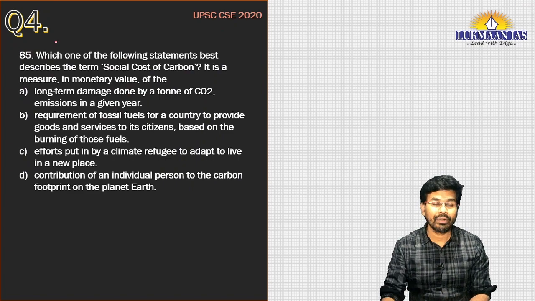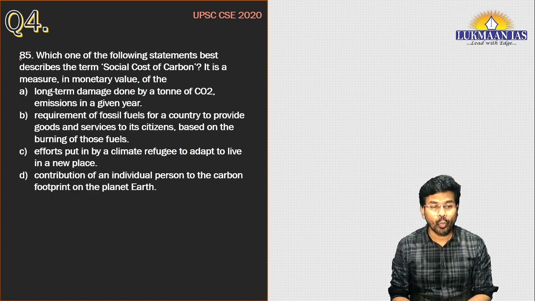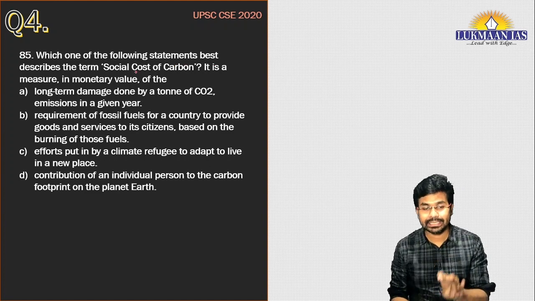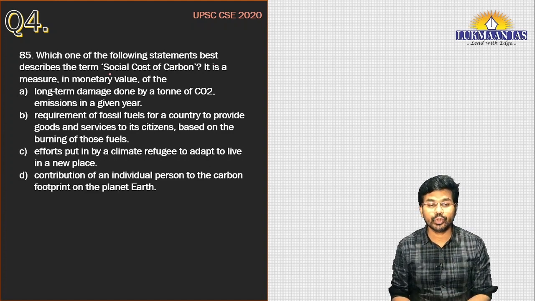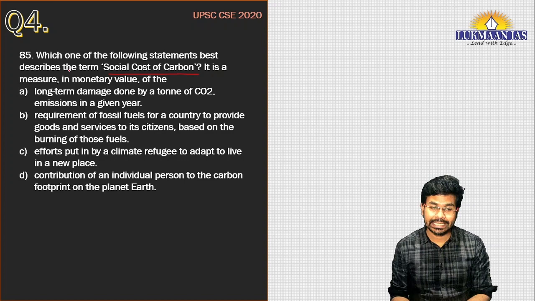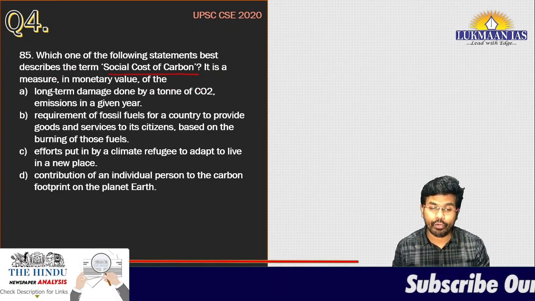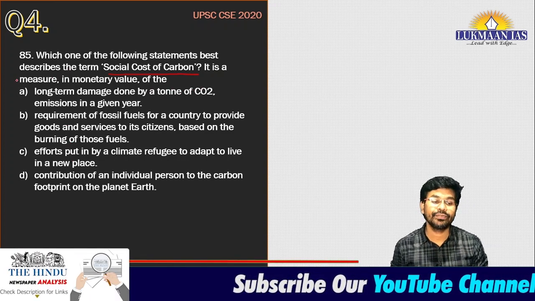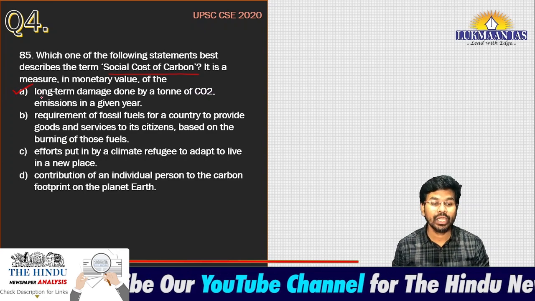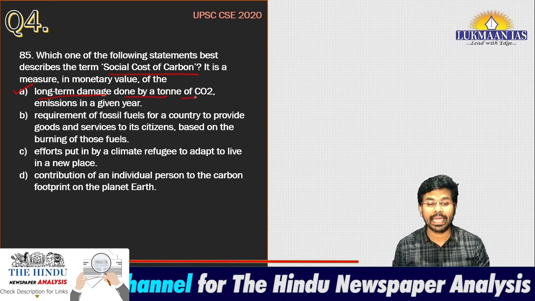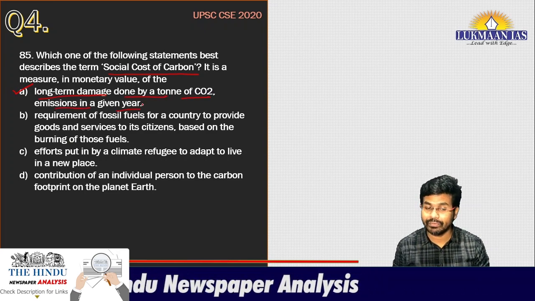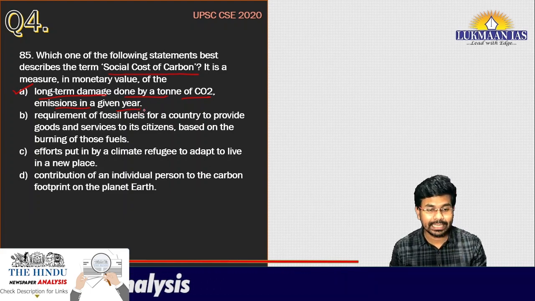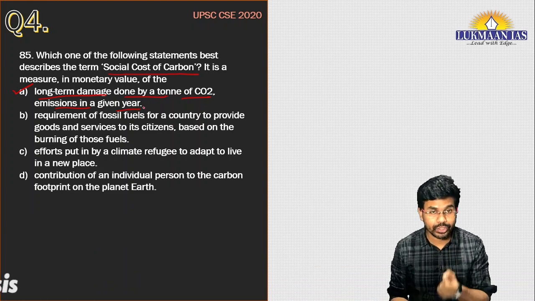Now let us take the next question. This question says, which one of the following statements best describes the term social cost of carbon? It is a measure in monetary value of the long-term damage done by a ton of CO2 emission in a given year. So the correct answer for this question is option A. Let us understand what we mean by social cost of carbon.